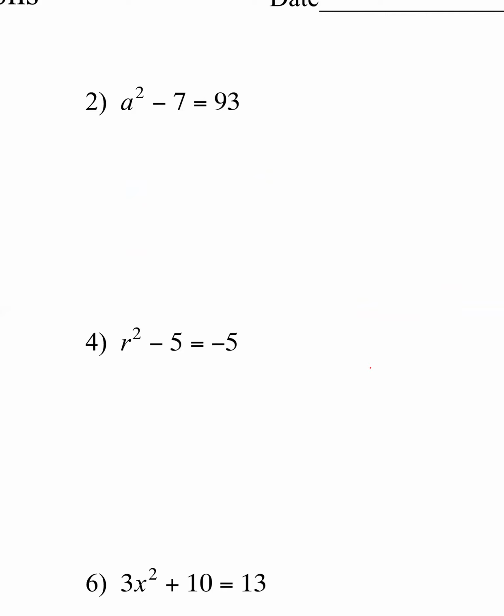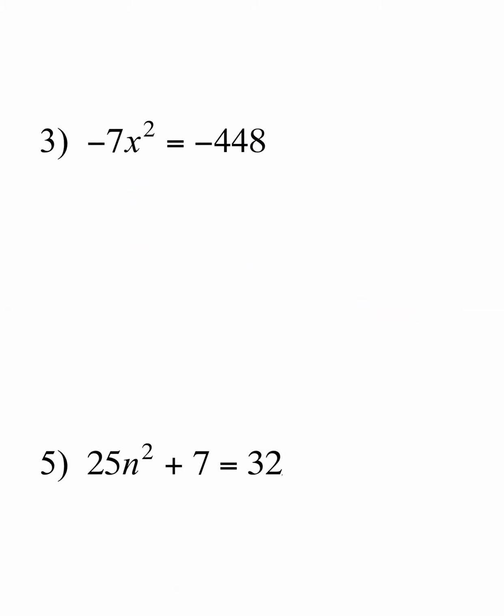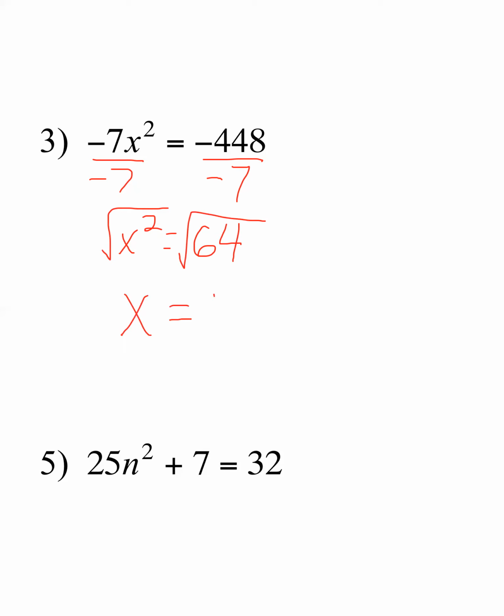There we go. Okay, let's try 3. So I want that x squared by itself. I'm going to have this mark on 7s popping up in this particular worksheet. Okay, and then I'll just see what 448 divided by 7 is real quick. And 64. All right, now I'm ready to square root both sides. So I get x equals, don't forget positive and negative, 8. Okay, not too bad, not too bad.